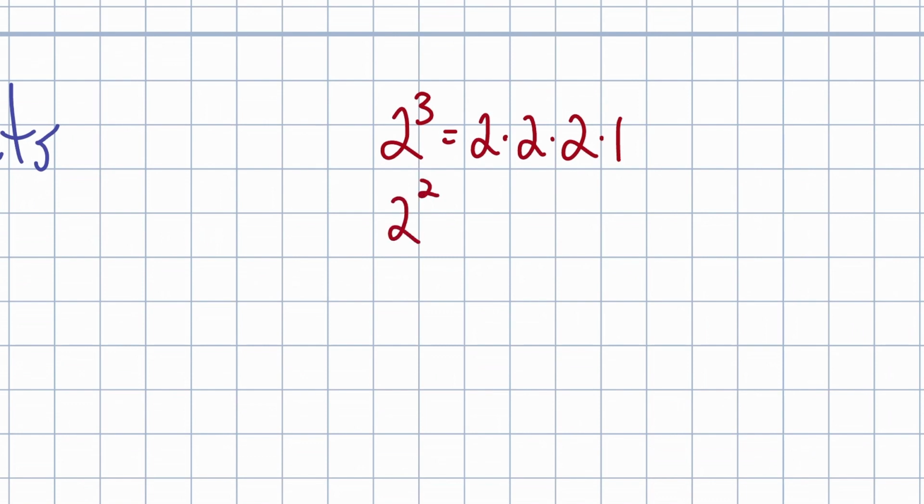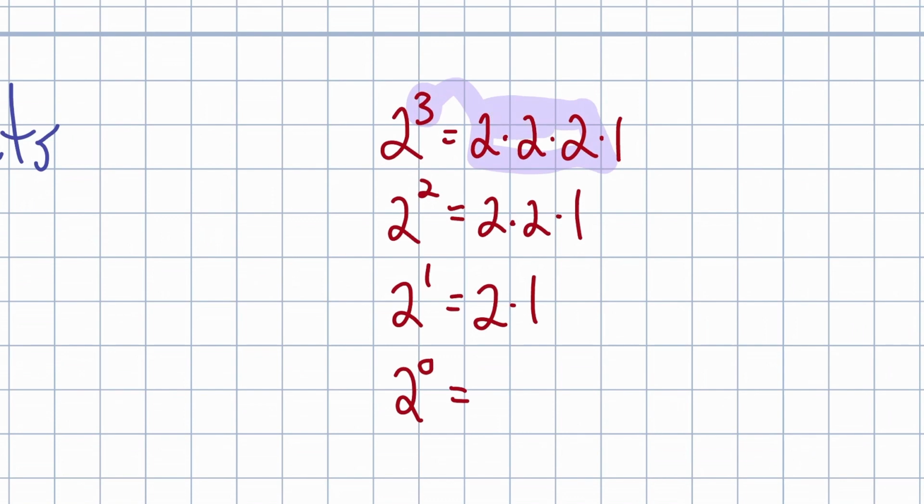So if I have 2 squared, that just means I have 2 copies of 2, right? And the 1 is still hanging out. And if I have 2 to the first power, I have 1 copy of 2, and the 1 is just hanging out there, okay? And then 2 to the 0 power, you might be able to predict: each exponent tells me how many 2's I have, but then there's always a times 1 at the end.